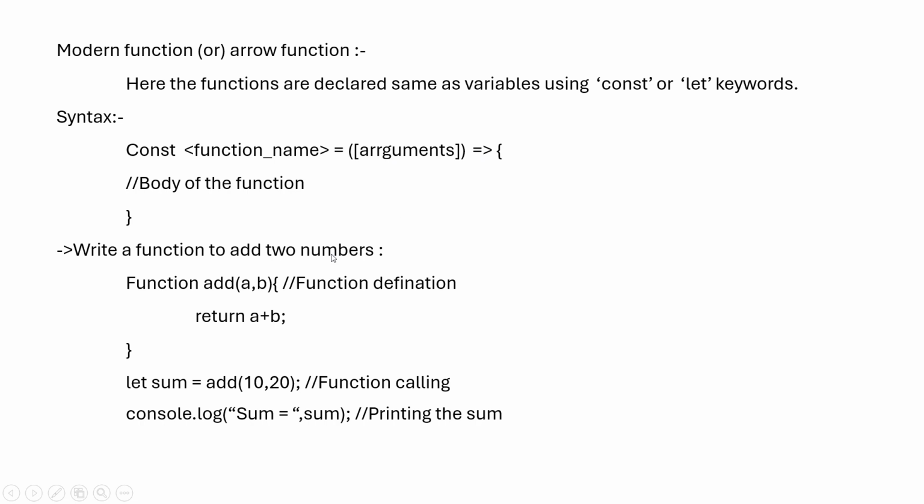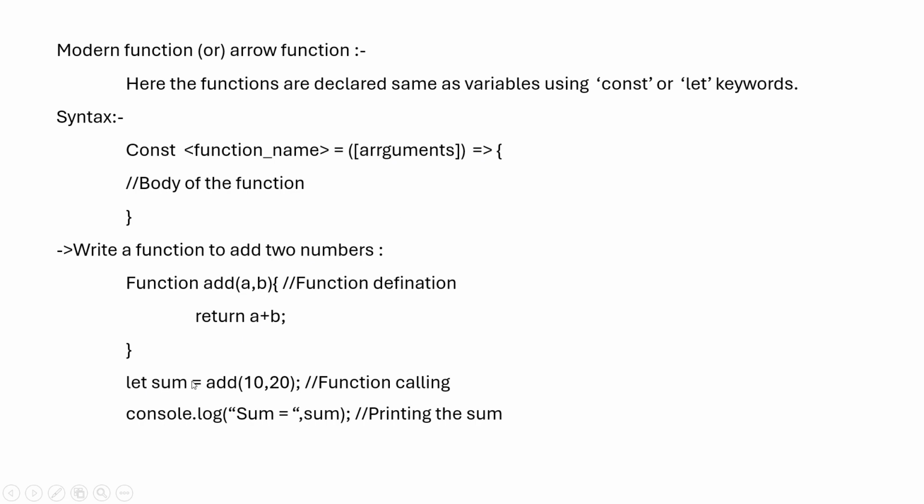Example: write a function to add two numbers. Here we have to write a function to add two numbers. function add(a, b). Add is the name of the function, and a, b are arguments that are passed to the variables a, b. Return a plus b. That means this returns the value of a plus b to the sum.